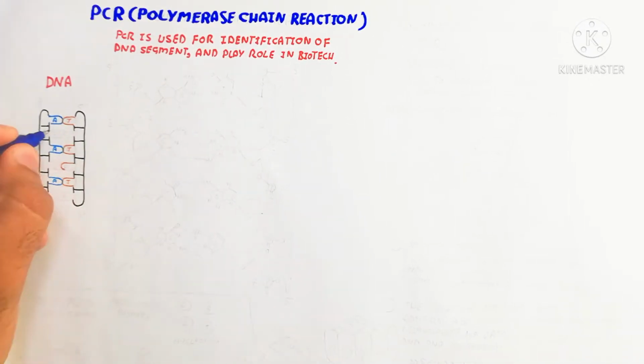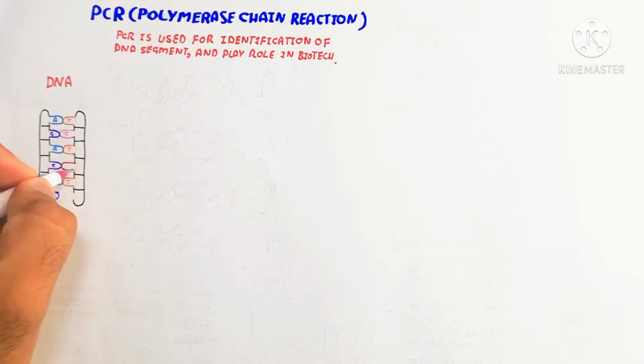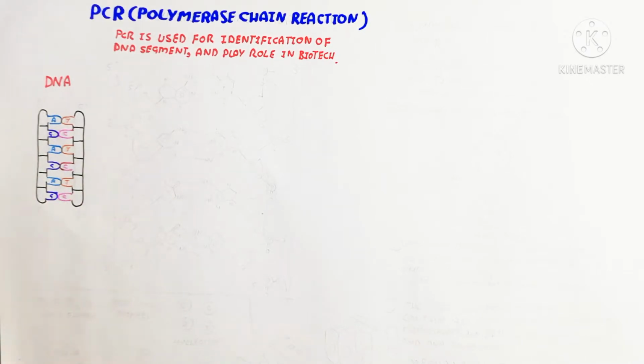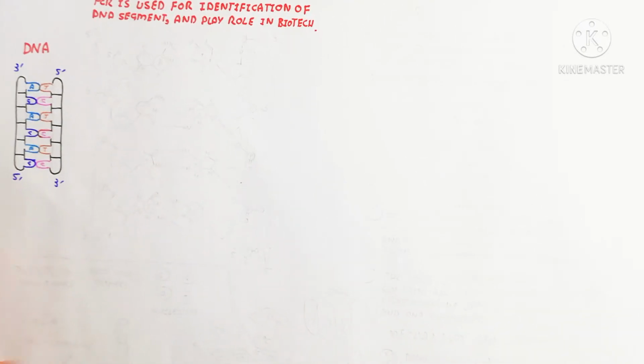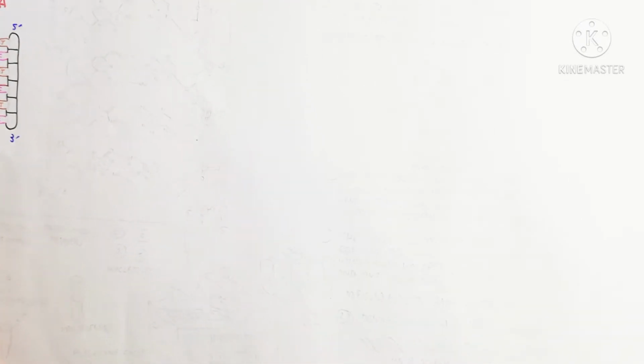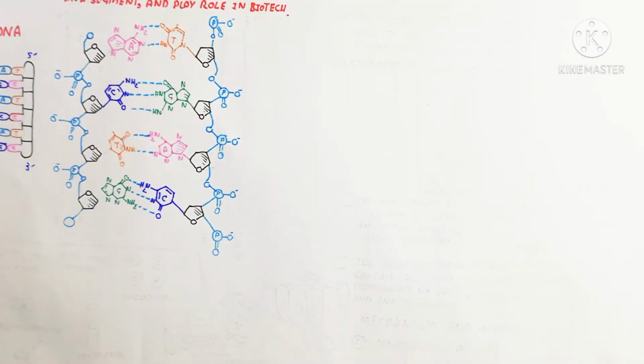First of all, we should understand DNA. So here is the DNA. DNA contains 3' and 5' ends, with the phosphate group attached to the ribose sugar, while adenine is attached with thymine as the nitrogen base, and guanine is attached with cytosine. That is, 4 nitrogenous bases are present in the DNA.